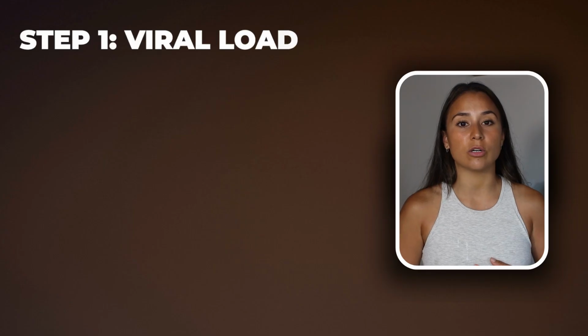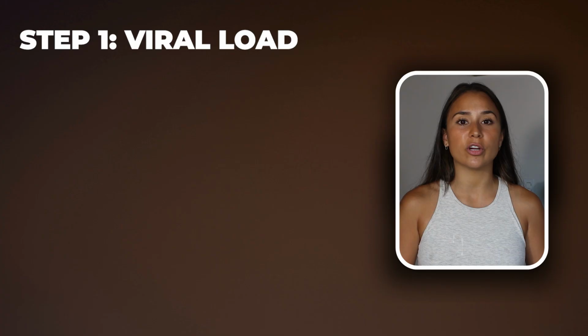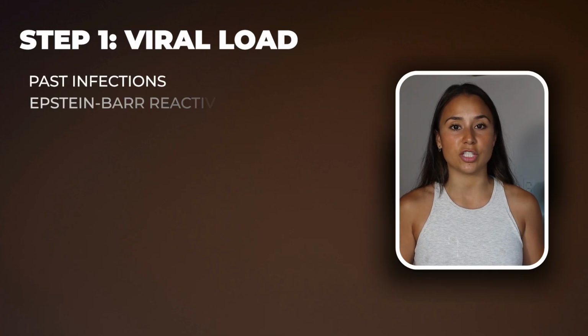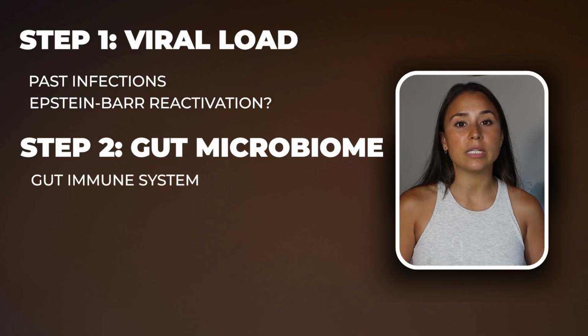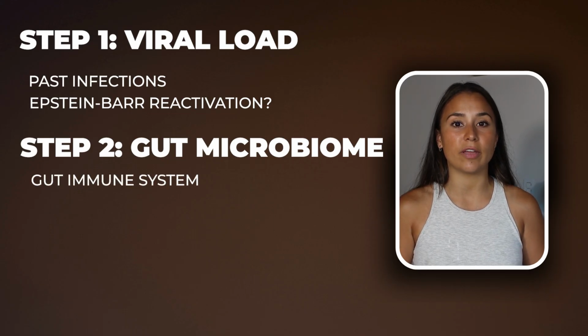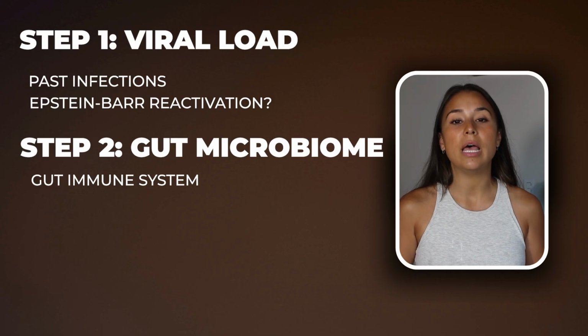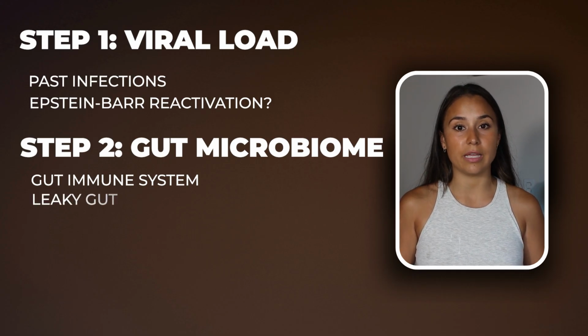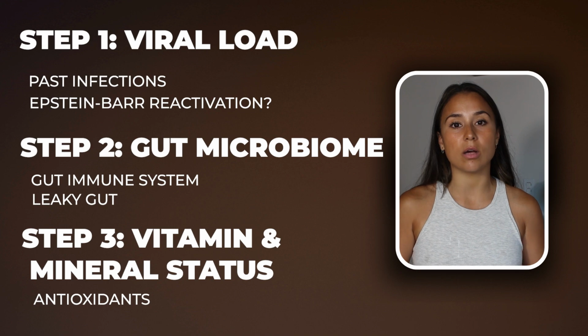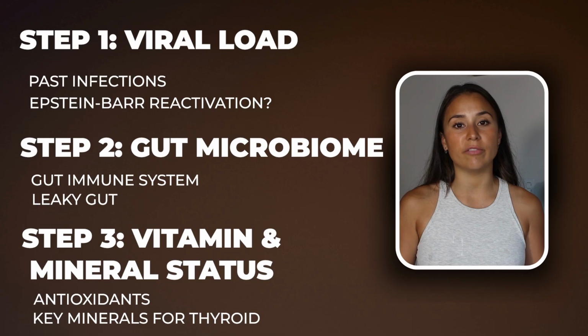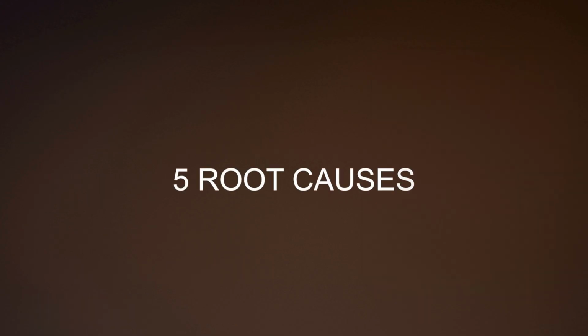The first one was looking at her total viral load. I wanted to understand if there could be reactivations of past infections like Epstein-Barr virus. The second one we looked at was her gut microbiome, to understand if there were any drivers in there that could be impacting her gut immune system as well as driving the process of leaky gut. And the third thing we looked at was her total vitamin and mineral status, so that we could see if there were adequate antioxidants on board and if she had enough of the key minerals that regulate and convert thyroid function. Now, let's get into those 5 root causes so that you can see how this all ties together.